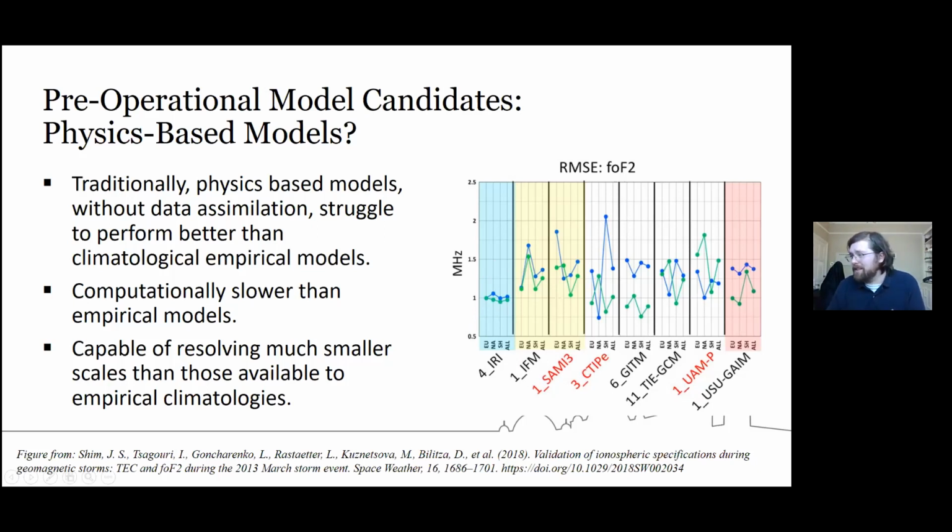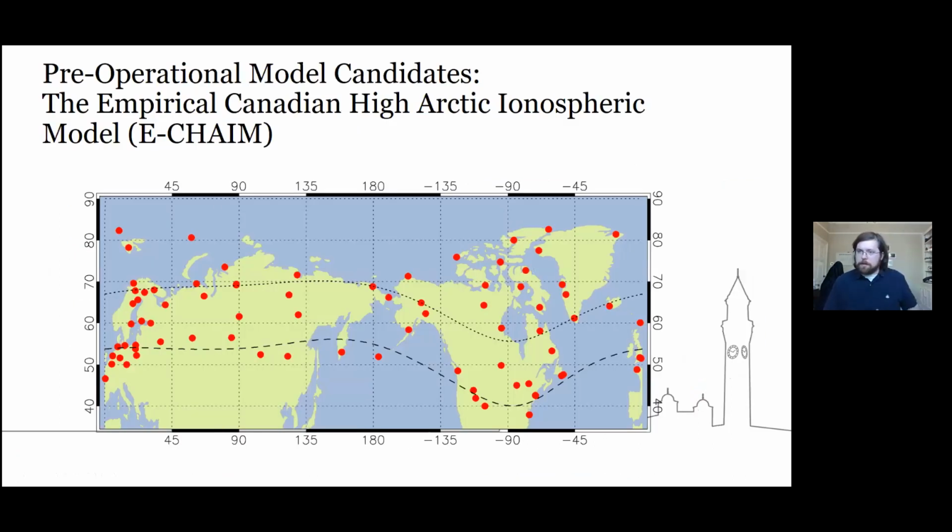And one of these is actually a data assimilation system, which is a bit troubling, but I think this has more to do with the manner in which it's implemented at the CCMC rather than the simulation system itself. Anyway, so these aren't performing at the level of the IRI. It's very unlikely that they'll meet our requirements. So we're not really inclined to use these physics-based models either. So that leads us to build the system ourselves. And so we started making motions to develop the Empirical Canadian High Arctic Ionospheric Model, E-CHAIM.